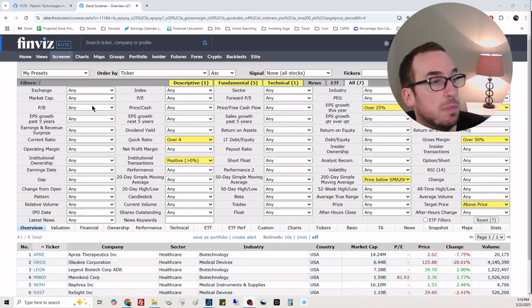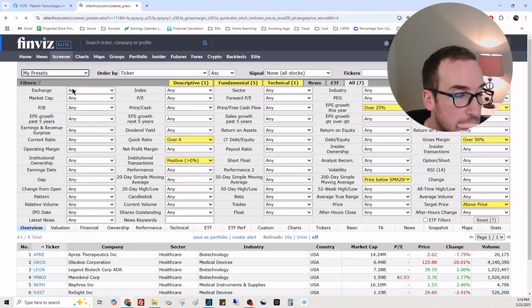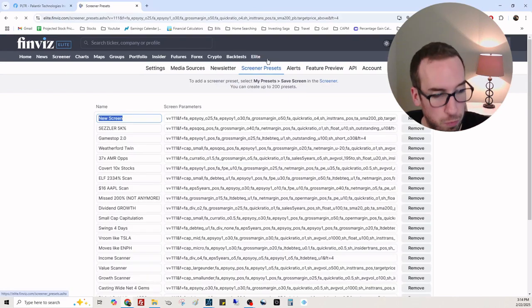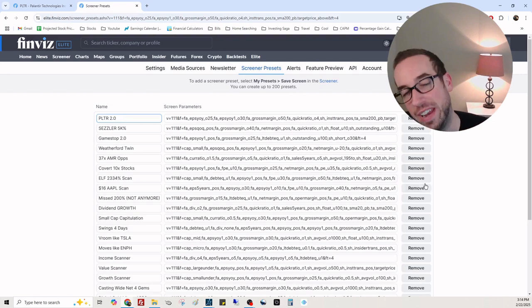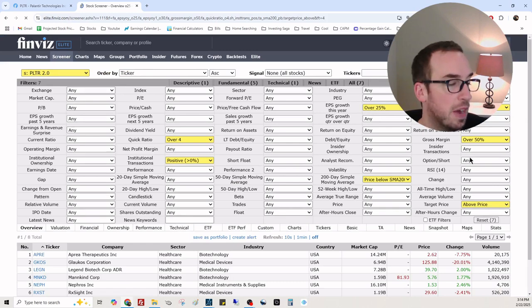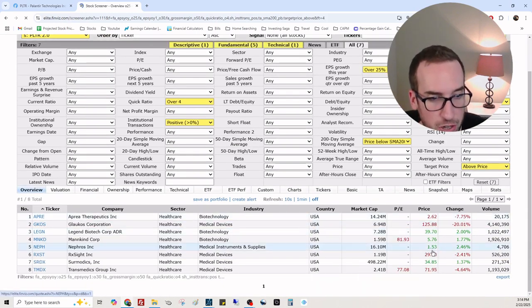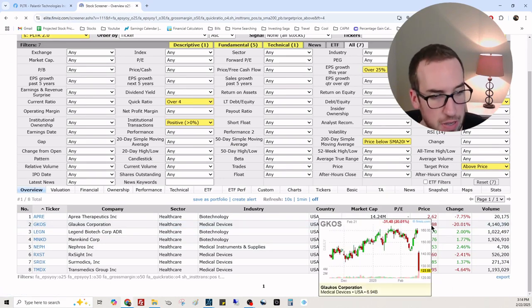So now what we want to do, this is important. We want to go to My Presets and we want to save the screen. And we're going to call this Palantir 2.0. Why not? Save changes. There we go. Now we have Palantir 2.0. We have stocks that are as low as $1.50 and stocks that are as high as $125.